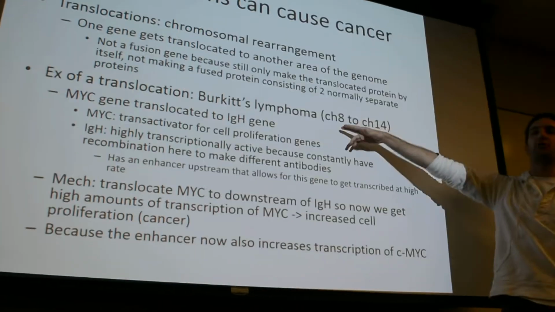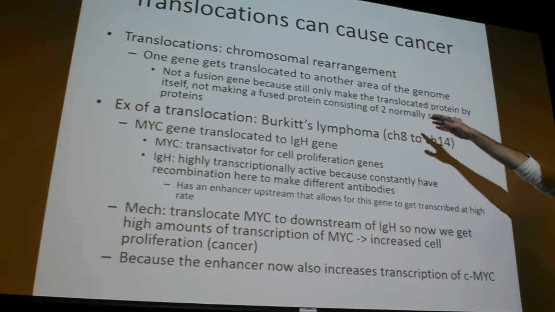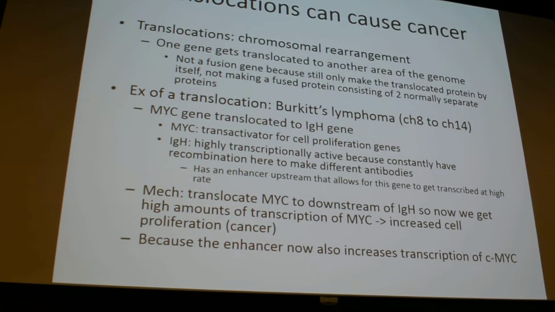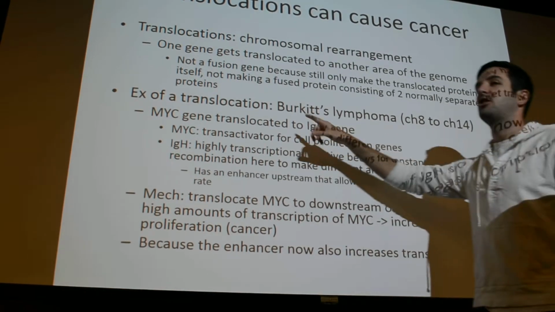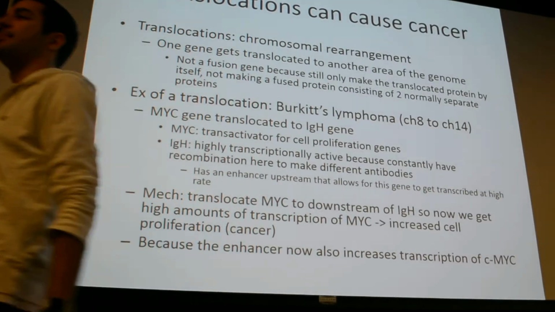For the exam, I would at least read over that to know the numbers. You have chromosome 8, chromosome 14. So basically, this example, Burkitt's lymphoma, is going to be involved with two genes, MYC and IgH.